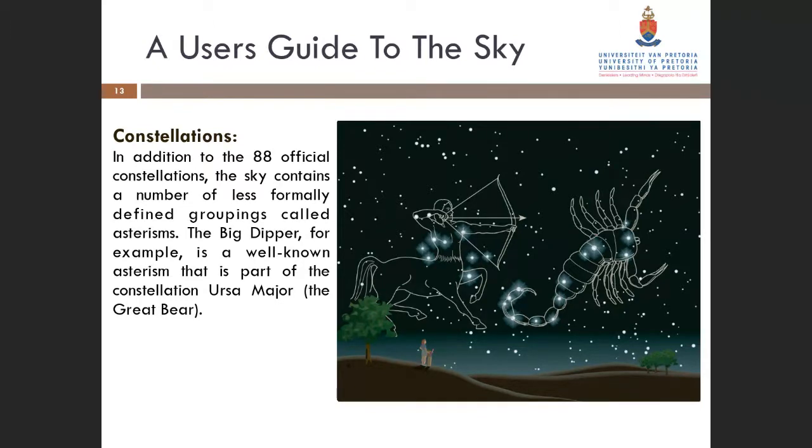So, in addition to the 88 official constellations, the sky contains a number of less formally defined groupings called asterisms. The Big Dipper, for example, is a well-known asterism that is part of the constellation Ursa Major, or in better known terms, the Great Bear.